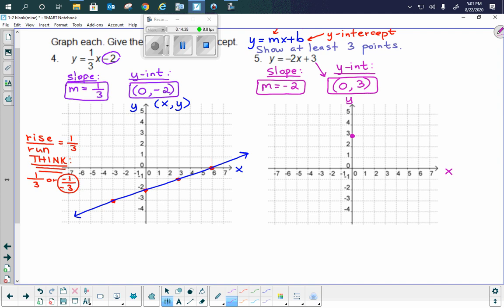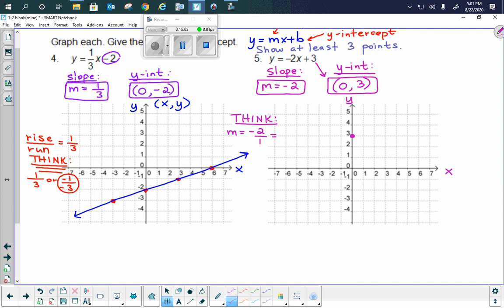Because you guys are going to not have the color. You're going to have one pencil. So make sure that those dots are nice and big, those 3 points. All right, from the slope then, you're going to think, well, -2, guys, is the same as -2 over 1. If you take -2 and divide by 1, you get -2.